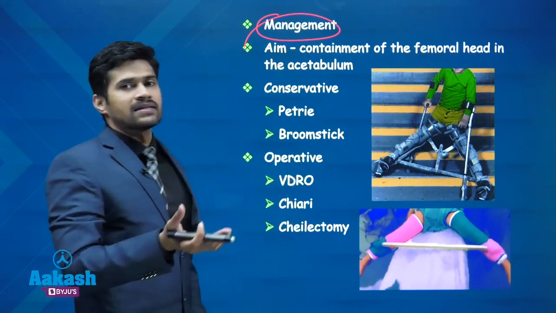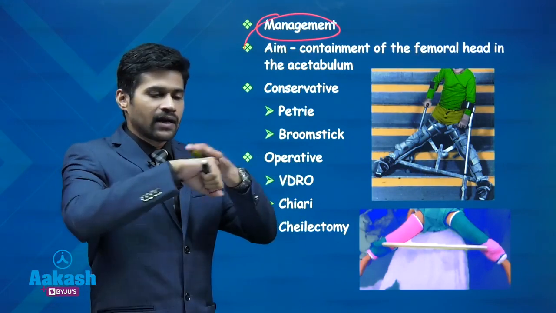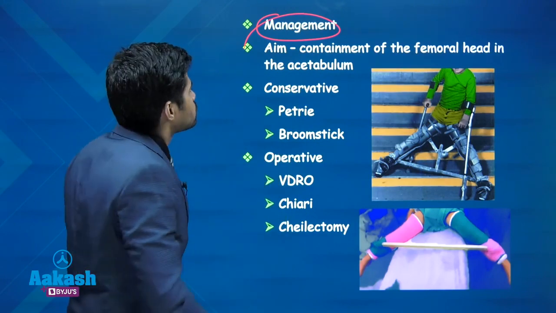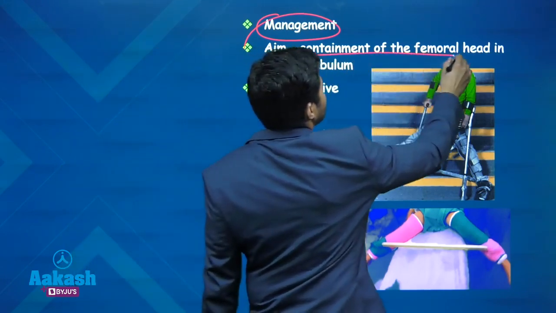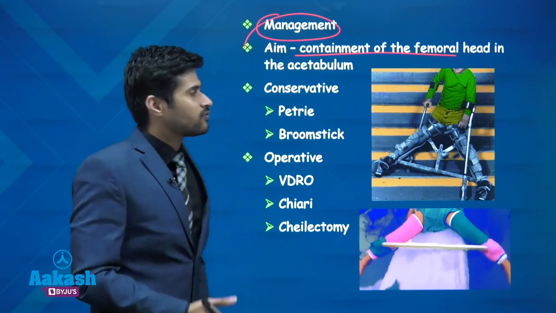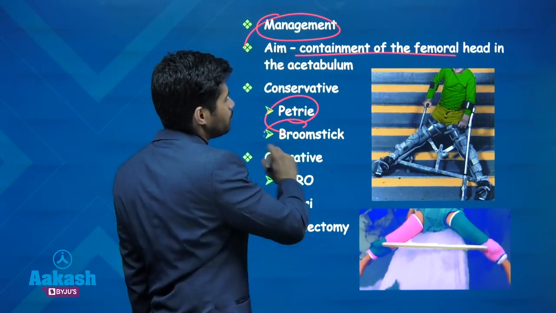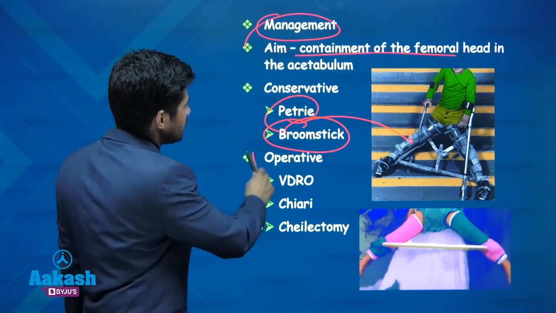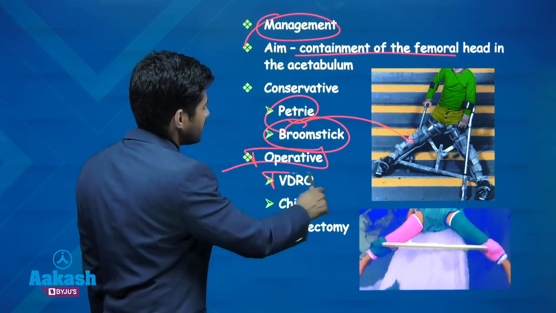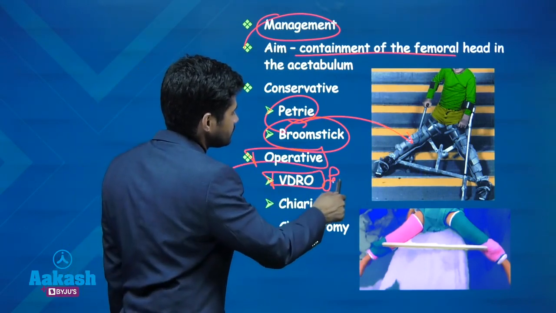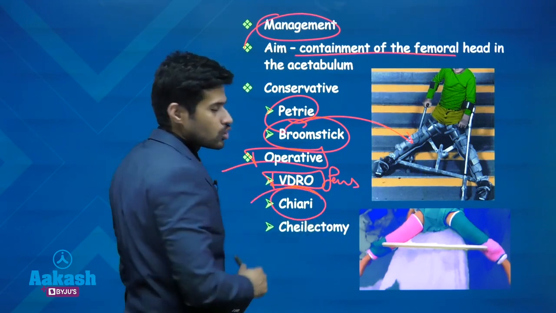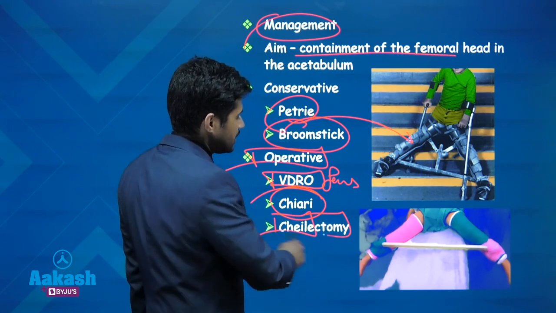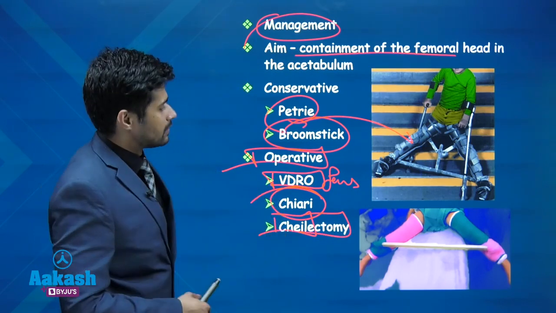So now the femoral head is getting damaged, we have to contain the femoral head into the acetabulum so that it can remodel in its normal shape. So aim is containment of femoral head, whether we do it with the help of Petri cast or a broomstick brace, or we can do it with the operative method, which is a varus derotation osteotomy of the femur, Chiari osteotomy of the pelvis, or chilectomy. Chilectomy is basically osteotomy at the femoral head level.